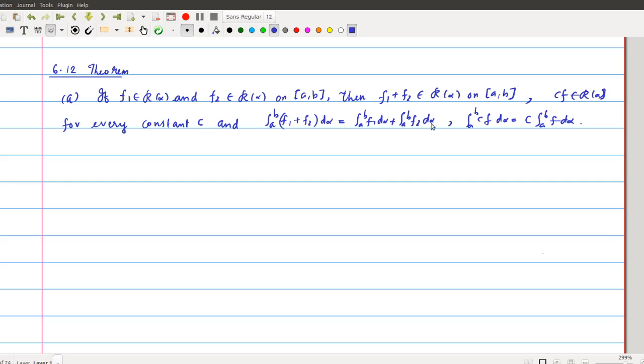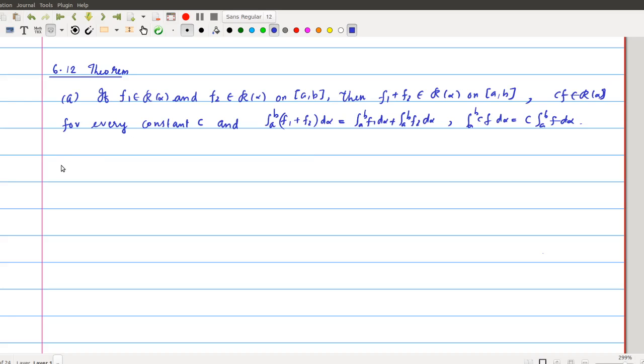First we will prove this, and then we can compare their integrals. For any constant c, the integral from a to b of cf is c times the integral from a to b of f d alpha. Similarly, the integral from a to b of f1 plus f2 d alpha is the integral from a to b of f1 d alpha plus the integral of f2 d alpha. The properties that hold for Riemann integrals will hold here as well, and that is what we need to prove first.